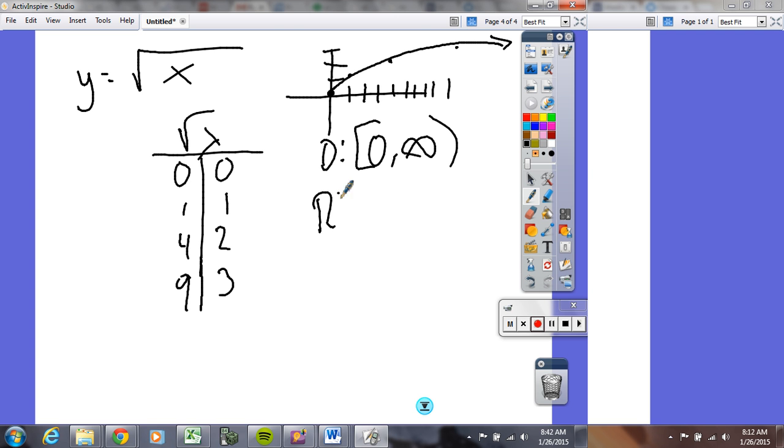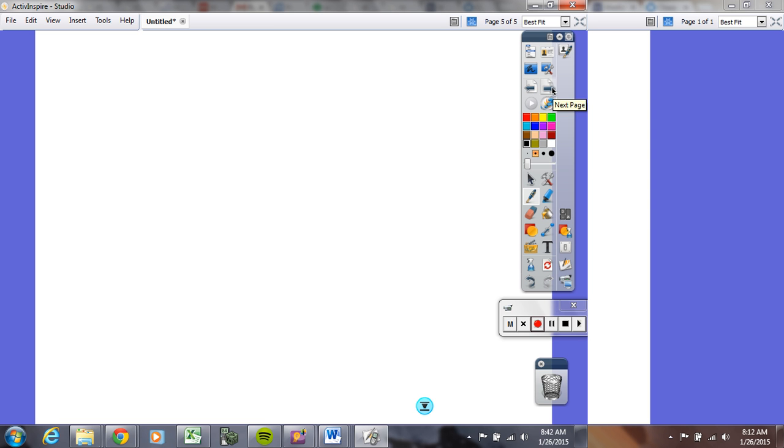Range. What is our range? Our y's. And what are our y values doing? How low do our y values go? How high does it go? Takes a long time, but infinity. Okay, very true. So, I would like us to graph this. This is as hard as you'll see today. Everybody with me?